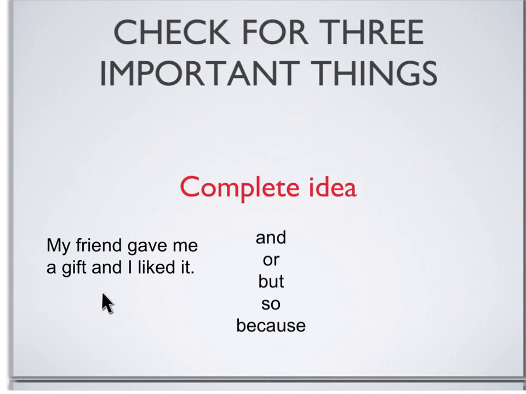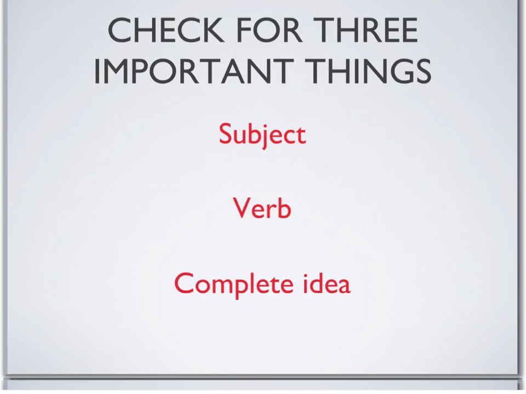My friend gave me a gift and I liked it is a complete sentence. The and is connecting two different sentences. And I liked it is not a complete sentence. The and should connect two ideas, but one idea is missing, so it's an incomplete sentence. So remember, when you're checking for incomplete sentences, check for the subject, check for the verb, and check to make sure the sentence is a complete idea. Look for words like and, or, but, so, and because.